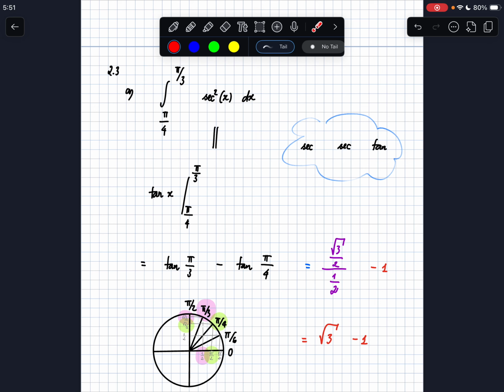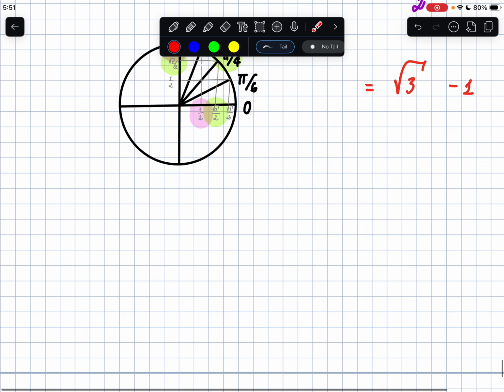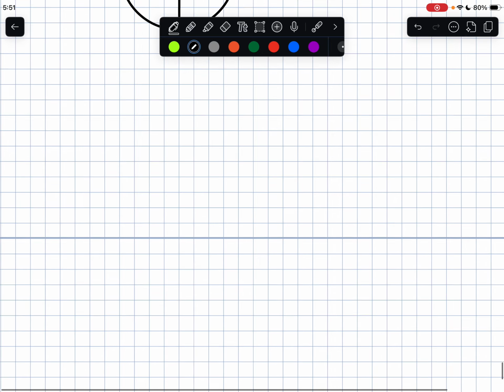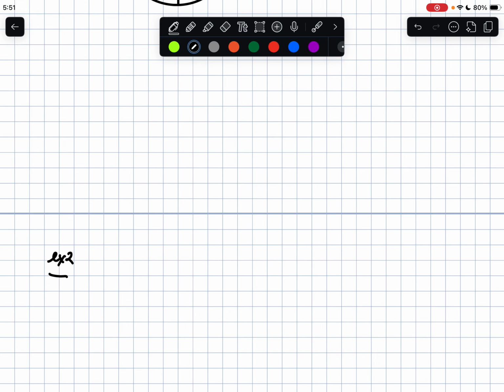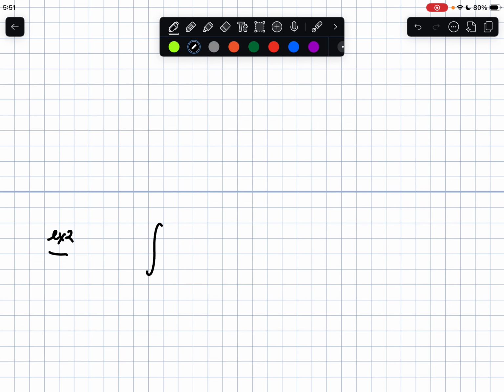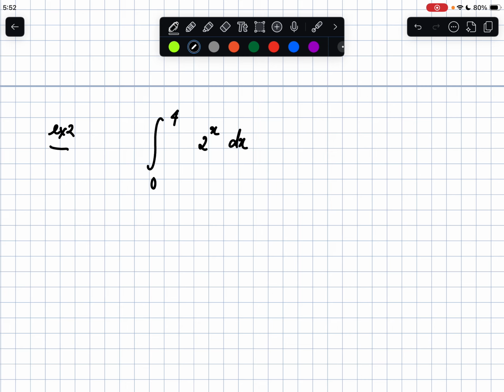Let's do another example. Example 2: the integral from 0 to 4 of 2 to the power x dx. So we need to find an antiderivative of 2 to the x.